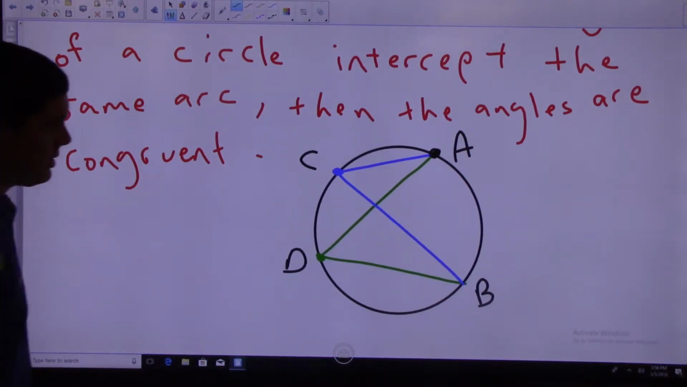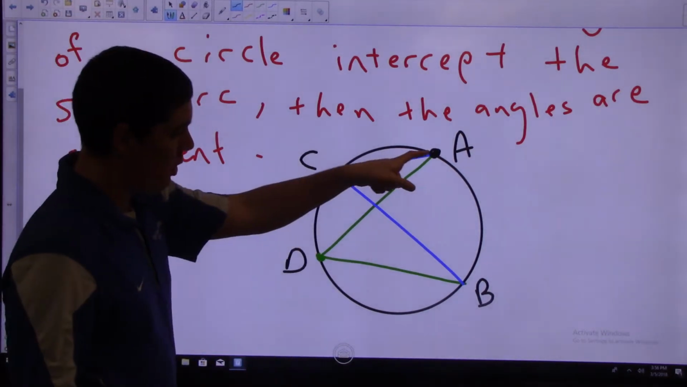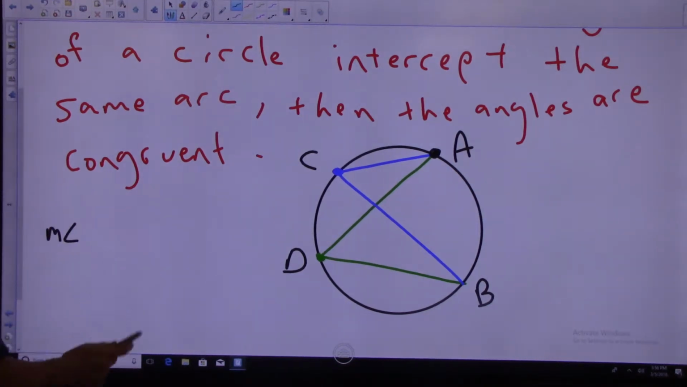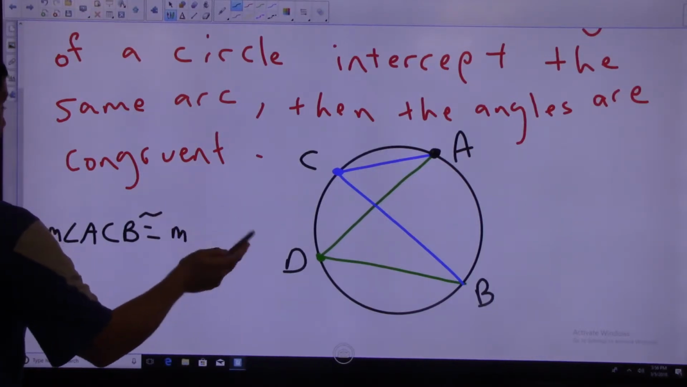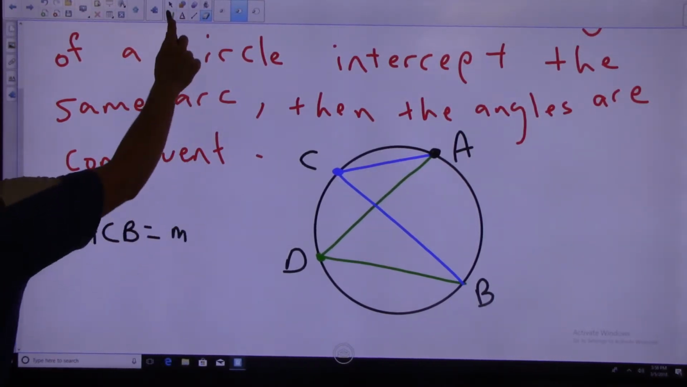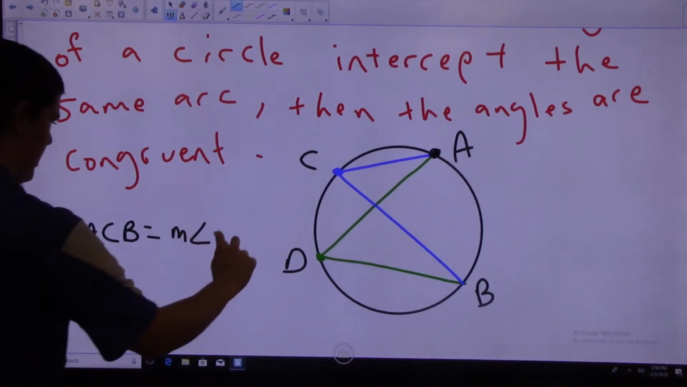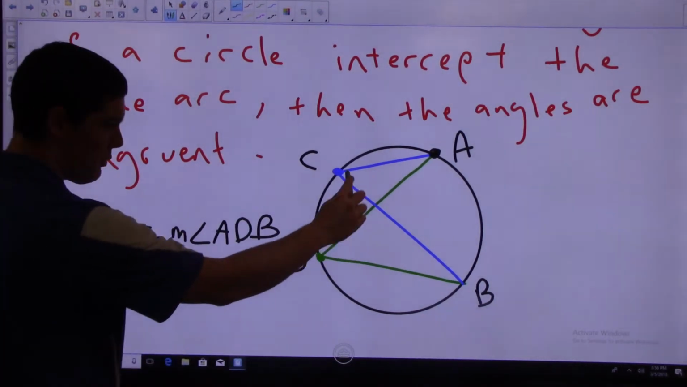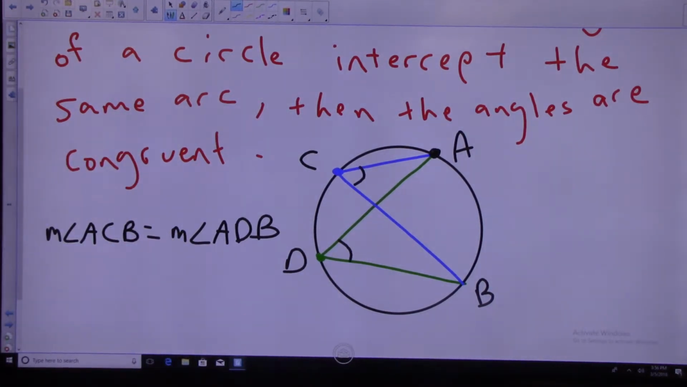So if this happens, so if angle ACB and angle ADB are intercepting the same arc, which is arc AB, then what we can say is the measure of angle ACB is going to be equal to the measure of angle ADB. There it is. So again, just really quickly to wrap this up, that angle right there has to be equal to that angle right there. It has to be congruent. Okay, those angles have to be congruent. There we go. So that's a picture of it.